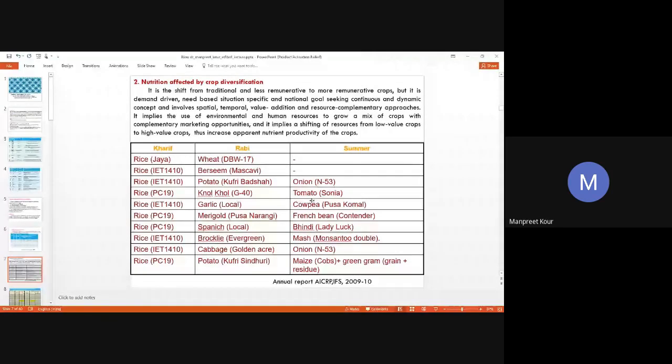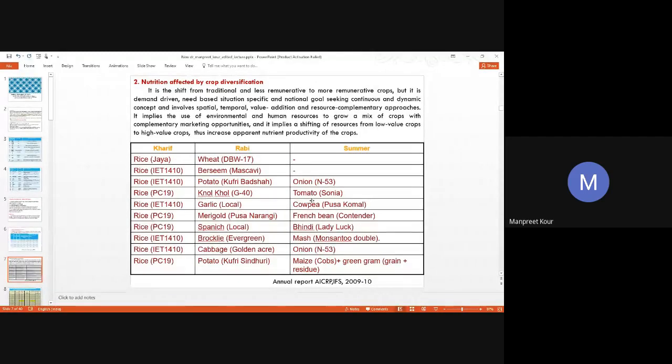From 2006 to 2010, I worked as a technical assistant in AICRP IFS. At that time, we were conducting 5 experiments, and one of the experiments was this diversification.